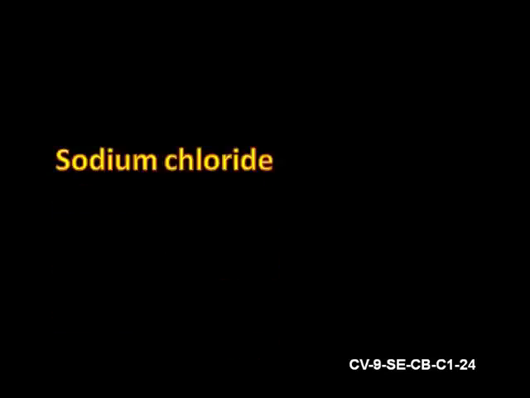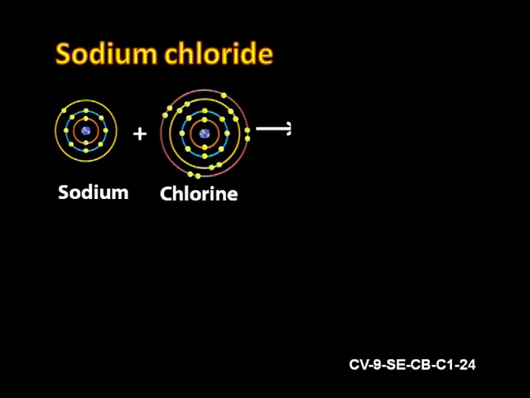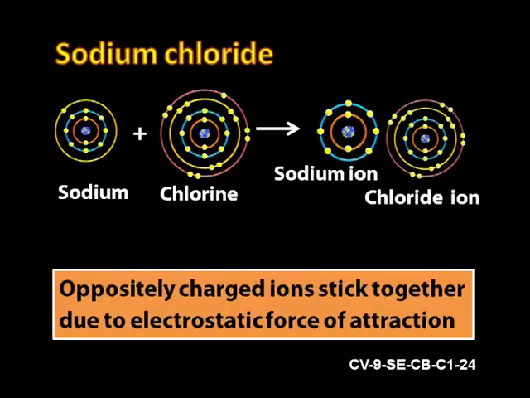Let us look at the formation of sodium chloride. When sodium reacts with chlorine, it gives an electron to become a positively charged sodium ion, and chlorine becomes a negatively charged chloride ion. These oppositely charged ions stick together due to electrostatic force of attraction. Thus, sodium chloride is formed. Due to the electrostatic force of attraction, energy between the ions decreases and the molecule becomes stable. That is, Na plus Cl gives rise to Na+ Cl-, or NaCl.